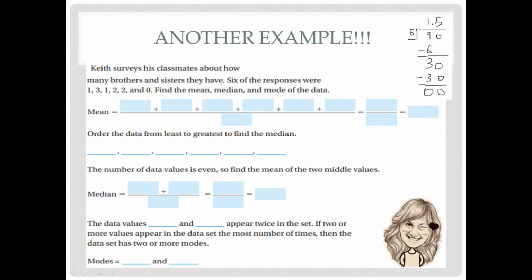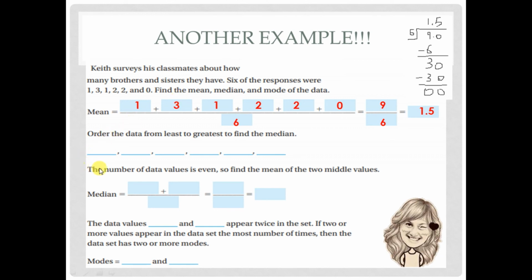First, the mean is the sum of the data divided by the number of the data. So we add the sum: 1, 3, 1, 2, 2, 0 divided by how many data? 1, 2, 3, 4, 5, 6. So it will be 9 in all divided by 6. And here is the long division. Review it later with the video. Pause the video and review it. Okay, so 9 divided by 6 will be 1.5.